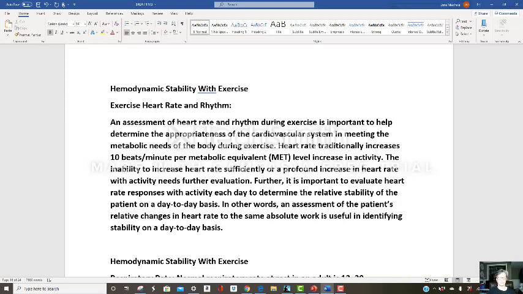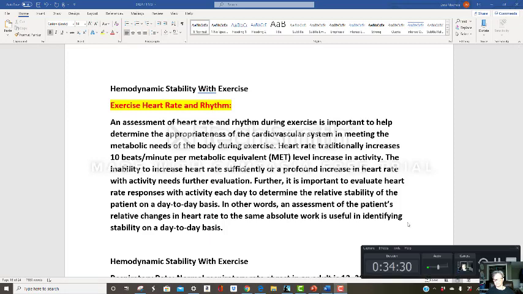Exercise heart rate and rhythm. An assessment of heart rate and rhythm during exercise is important to help determine the appropriateness of the cardiovascular system in meeting the metabolic needs of the body during exercise. Heart rate traditionally increases 10 beats per minute with each metabolic equivalent, MET, level increase in activity. The inability to increase heart rate sufficiently or a profound increase in heart rate with activity needs further evaluation.